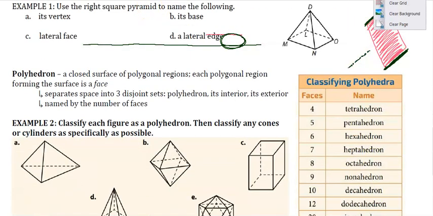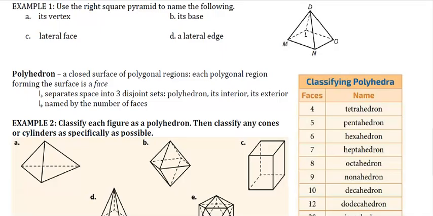So let's look at example 1. It says use the right square pyramid. So notice they're telling you that it's square. That means that you know each of these sides on the bottom is congruent. Use the right square pyramid to name the following. By it saying it's a right pyramid, you know that this vertex is perpendicular to the base. But anyway, let's name its vertex. Where is the vertex? The vertex is point D. So we would say point D is our vertex.